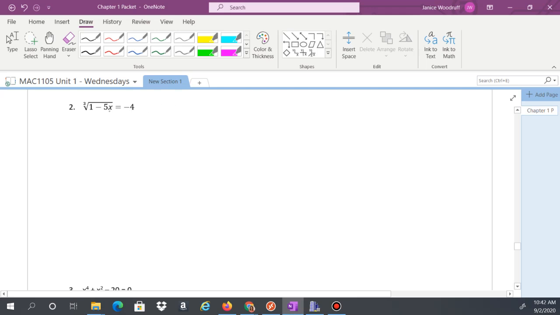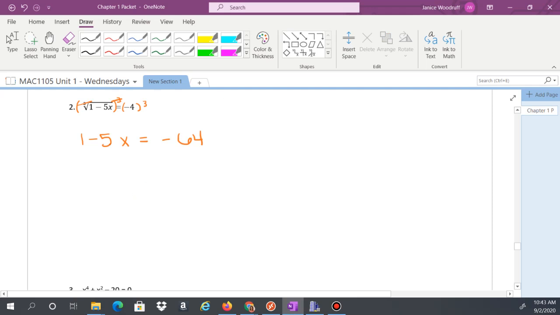All right, so same process for number 2. This radical term is already isolated. So what I'm going to do is start by raising both sides to the 3rd power. Here the cube root and the cube will cancel out, and I have 1 minus 5x equals negative 4 cubed, which is negative 4 times negative 4 times negative 4, and that's going to give me a negative 64.